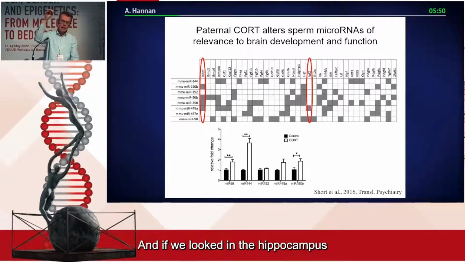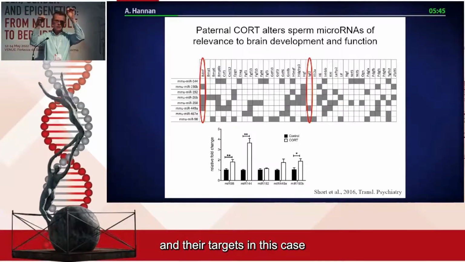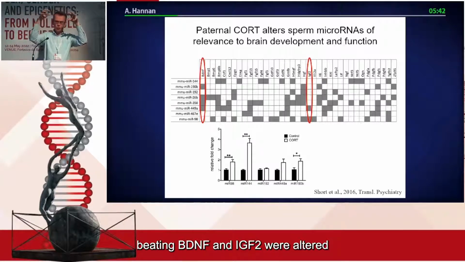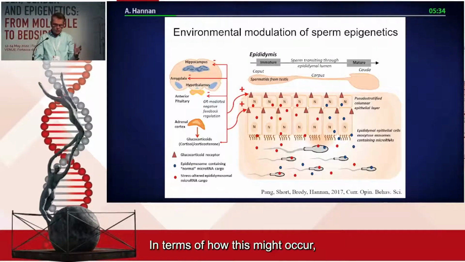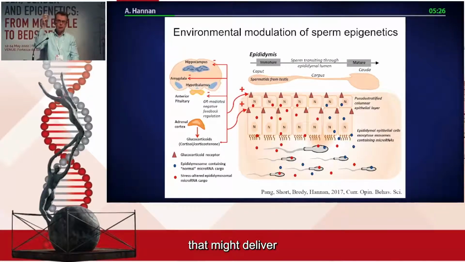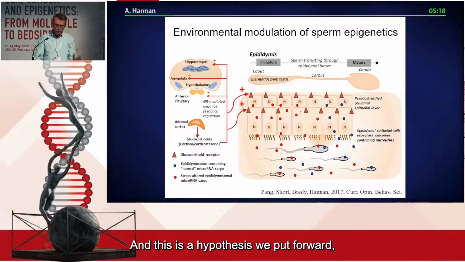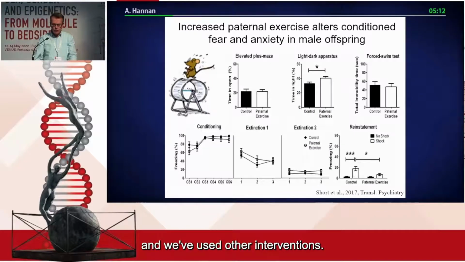And if we looked in the hippocampus of the F1 offspring brains, we could see that particular microRNAs and their targets, in this case BDNF and IGF2, were altered in the offspring brain. Now that's correlation, but it's something we're still following up. In terms of how this might occur, we think these changes might occur via extracellular vesicles, in particular epididymosomes, that might deliver these non-coding RNAs into the male germ cells and ultimately the sperm. This is a hypothesis we put forward, but data has accumulated in the last 5 years to support this idea. And we've used other interventions.